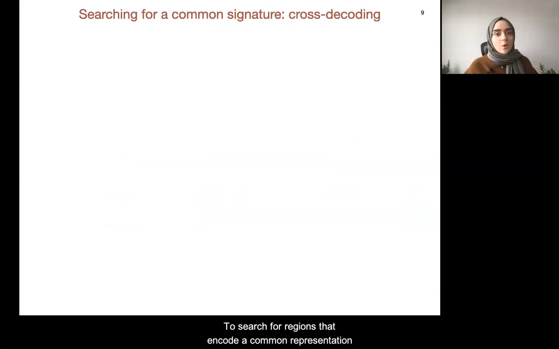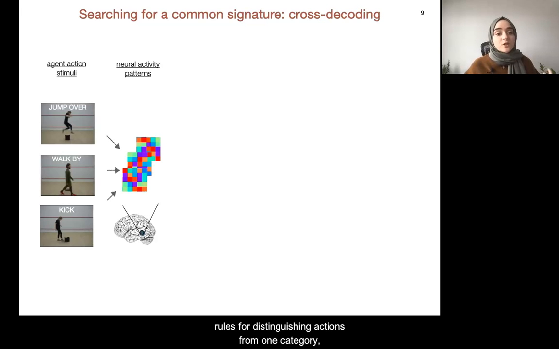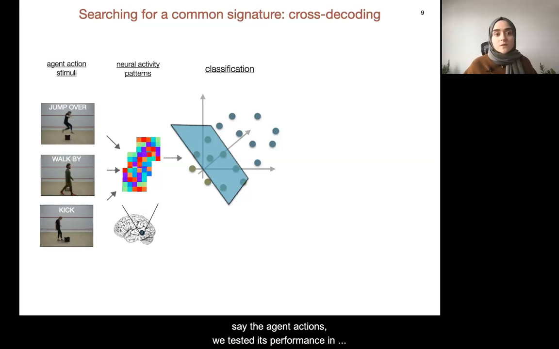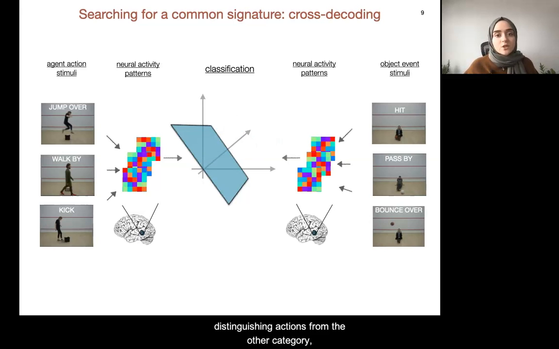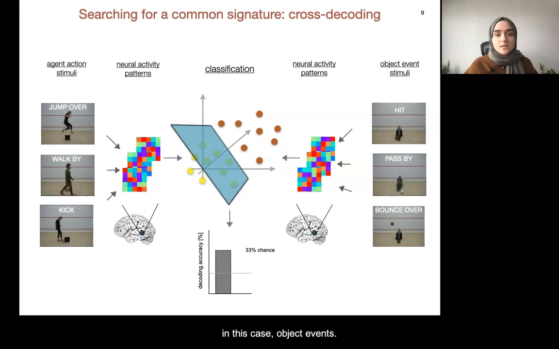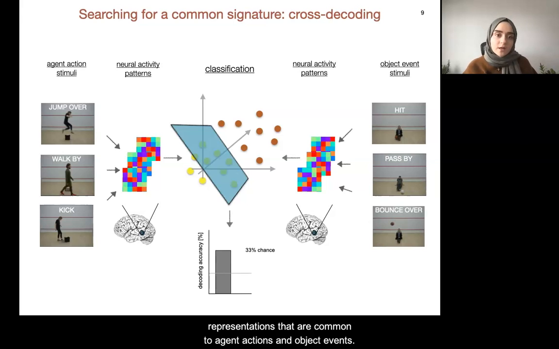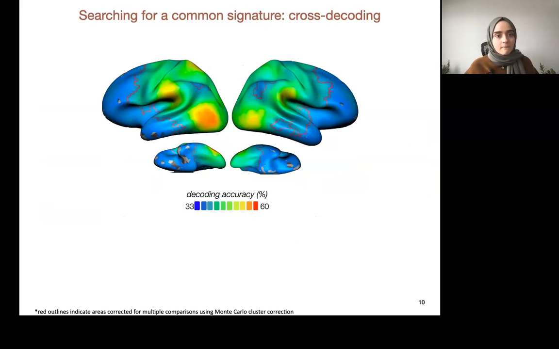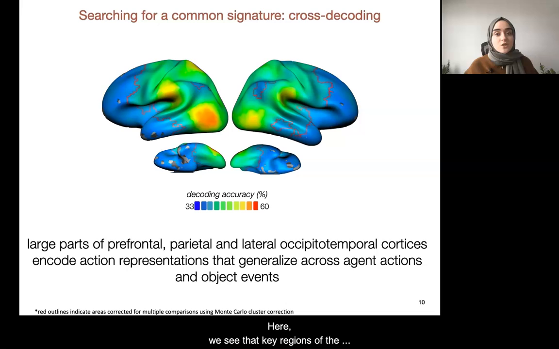To search for regions that encode a common representation for agent actions and object events, we used cross-agent or object MVPA. So here, after the algorithm learned the rules for distinguishing actions from one category, say the agent actions, we tested its performance in distinguishing actions from the other category, in this case object events. So this analysis thus reveals which brain regions encode representations that are common to agent actions and object events. And here are the accuracy maps from cross-decoding MVPA. Here we see that key regions of the action observation network actually encode representations that generalize across agent actions and object events.